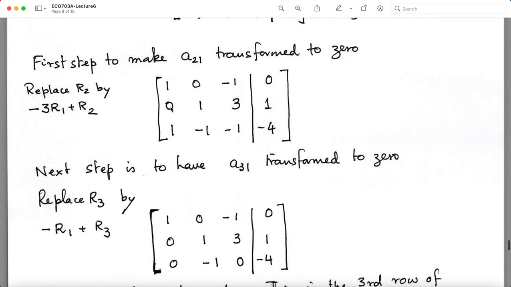Now I have got this 0, and I have to get this one also 0. So what I have to do is write minus R1, because R1 is not to be touched. To get the upper triangular form, minus R1 plus R3. So it's minus R1 plus R3.